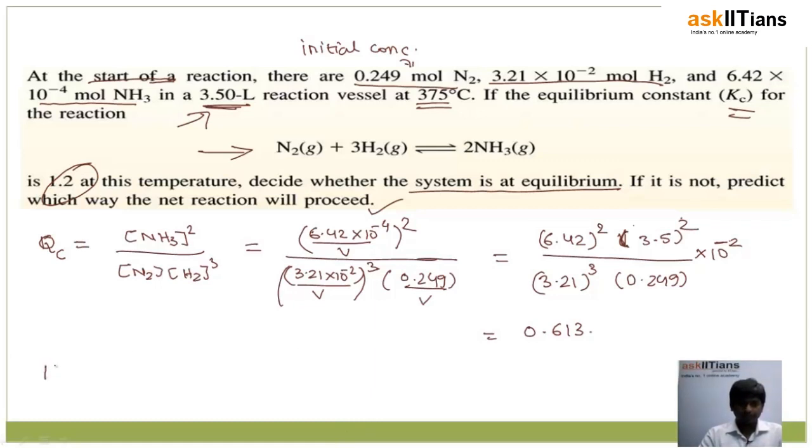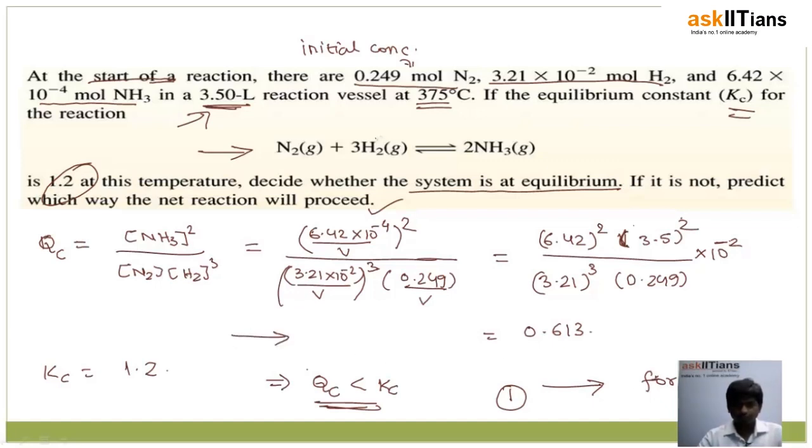Now, but Kc is given to be how much? Kc is given to be 1.2. So can I arrive at this expression that Qc is less than Kc? If Qc is less than Kc, it means it is case 1. Case 1 means left to right. So can I say that the reaction will proceed in the forward direction? Or you can say left to right, so the reaction will be proceeding in this direction.